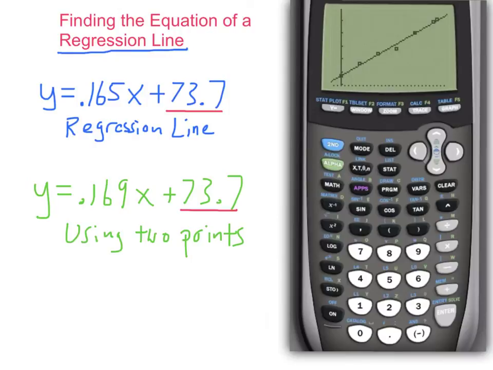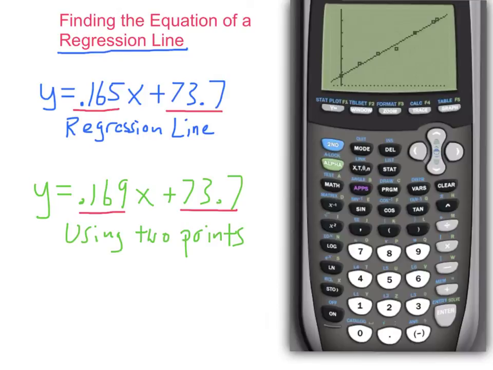And the slopes, or the numbers in front of the x, the regression line slope is 0.165, and the slope we got using 2 points is 0.169. Again, those are very close to one another. So both of these are good models.